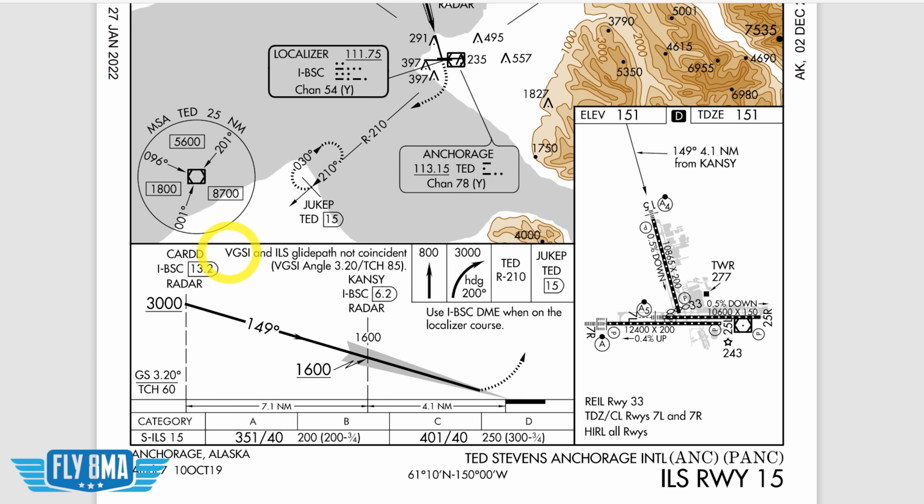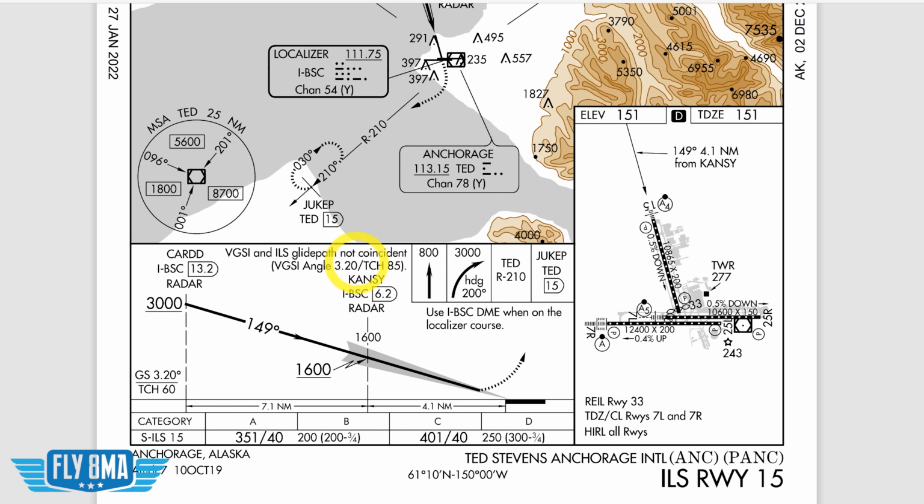Notice that the visual glide slope indicator and the ILS glide path are not coincident, meaning if you're on glide slope on your instruments and you pop out of the clouds, you may not see the PAPIs that we have right here on the right-hand side of the runway, indicating that you are dead on glide path.